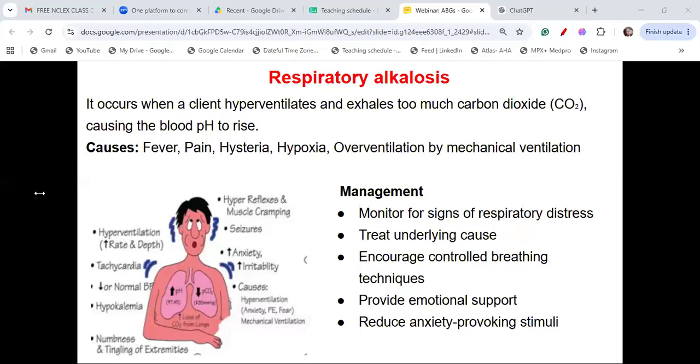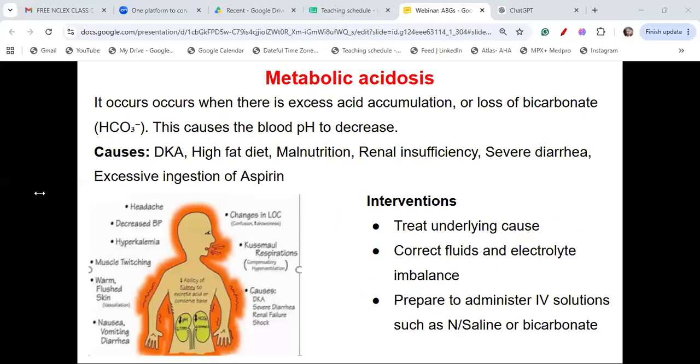So those are the two ABG disorders under respiratory. For metabolic, we'll start with metabolic acidosis. For respiratory imbalances, the problem is with the lungs, and sometimes breathing that is controlled by the central nervous system. With metabolic, the issue normally has to do with the kidneys. This one occurs when there is excess acid accumulation or loss of bicarbonate, which causes the pH to decrease.